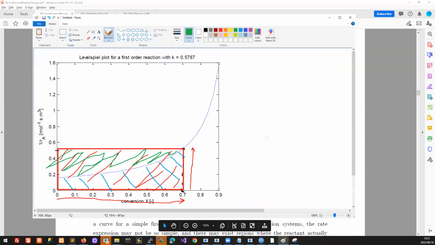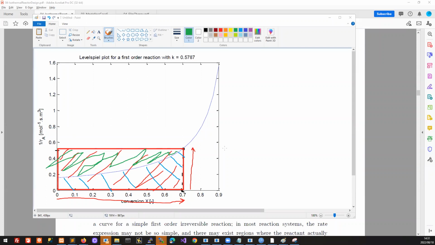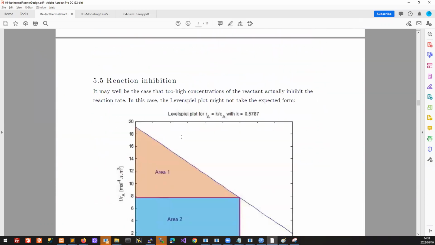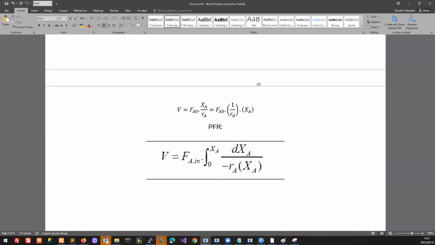The nice thing about a Levenspiel plot is you can see in a quite geometric way how to do your design. It gives you a nice geometric interpretation for working out the volumes that you need to finalize your design. Now, let's look at some interesting case studies around this. So what if we have reaction inhibition? Let's see what that means first.